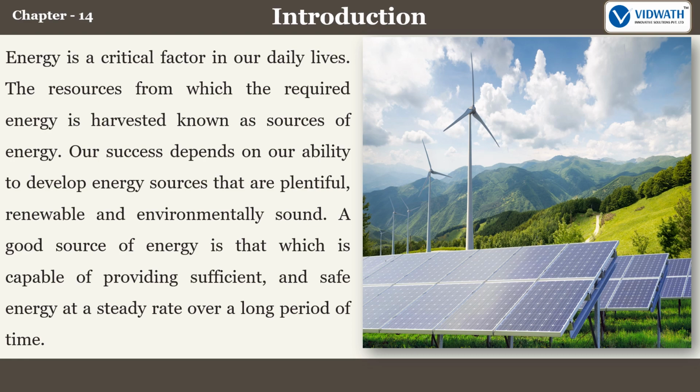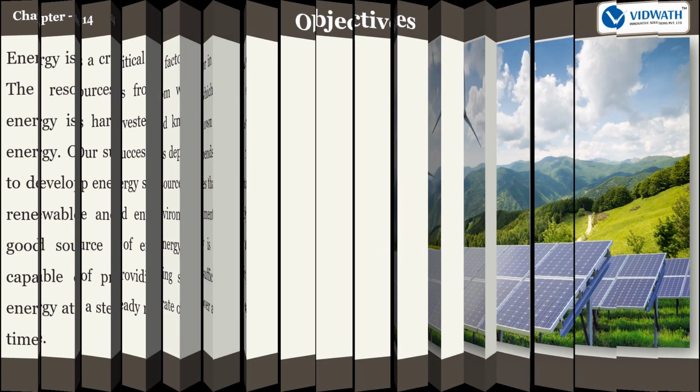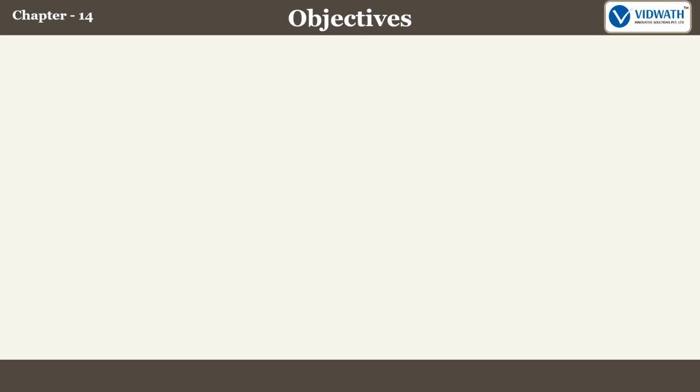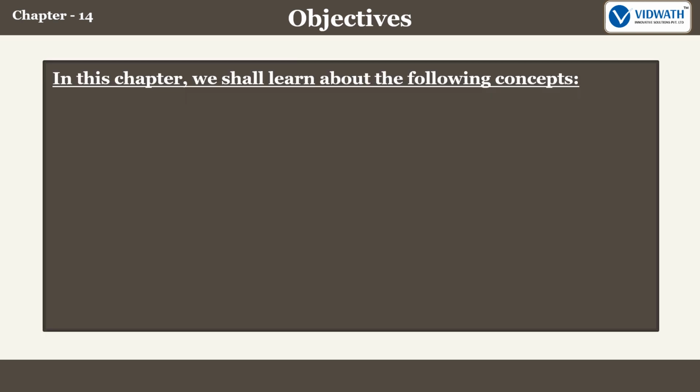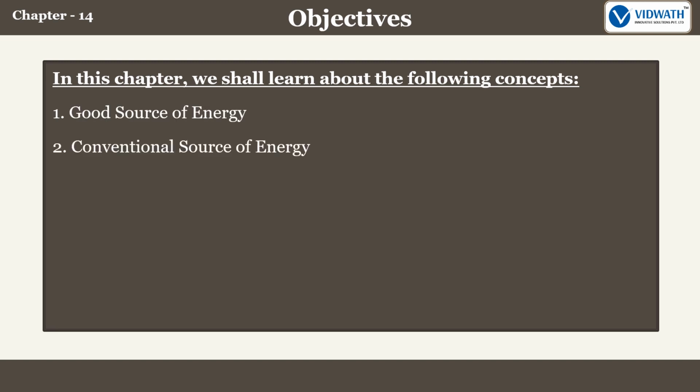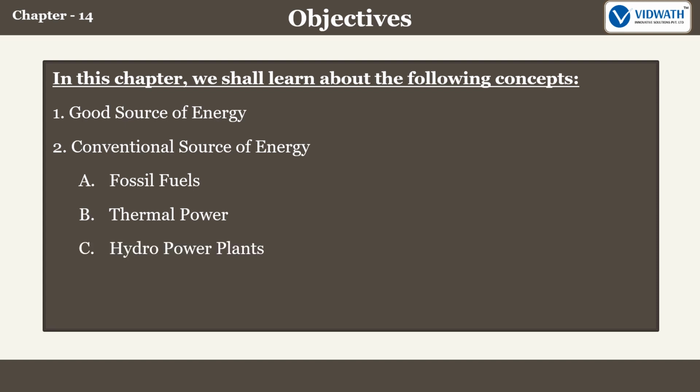In this chapter, we shall be dealing with conventional and non-conventional sources of energy. Objectives. In this chapter, we shall learn about the following concepts. 1. Good source of energy. 2. Conventional sources of energy, which include A. Fossil fuels, B. Thermal power, C. Hydropower plants, D. Biomass, E. Wind energy.